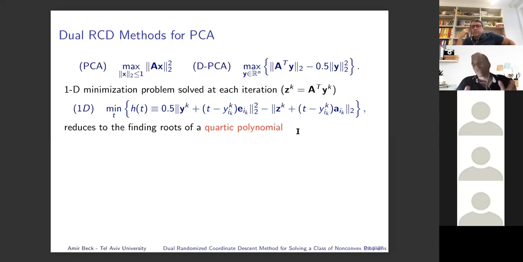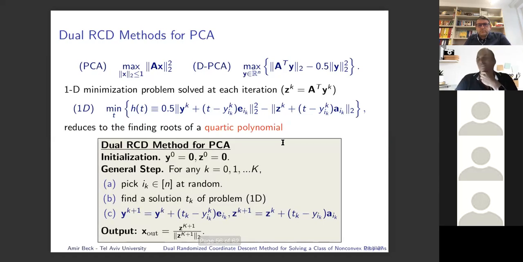It's very simple to show, although the details are tedious, that it can be reduced to finding roots of a quartic polynomial. So if you are brave enough, you can actually write an expression for the roots of the polynomial. You have explicit expressions, but I didn't write it because it's not very interesting. And then you get the usual method. We pick an index, and then we solve this 1D minimization problem by solving quartic polynomials, and then we make the update. The update is to take y or z and add some constant, which depends on these quartic equations, times the AIK.